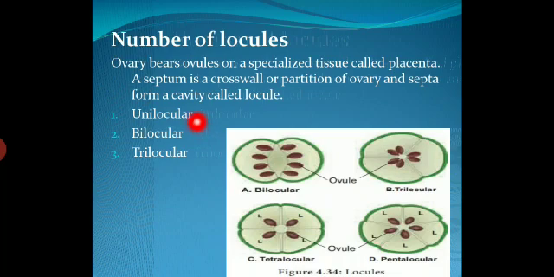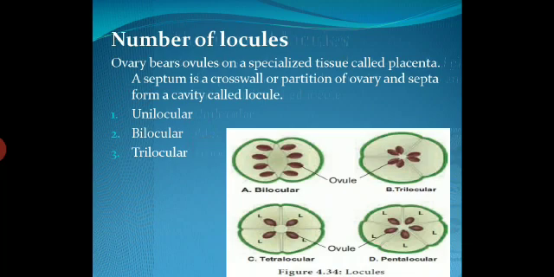In the ovary, the ovules are borne on a specialized tissue called the placenta. A septum is a cross wall or partition of the ovary. The cavity formed by the walls of the ovary and septa is called a locule. Next, unilocular, bilocular and trilocular.